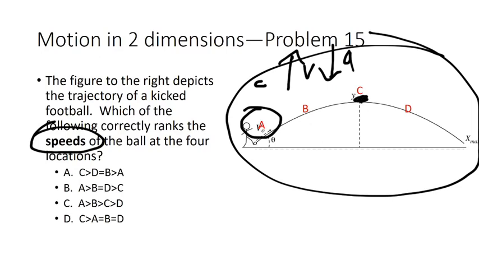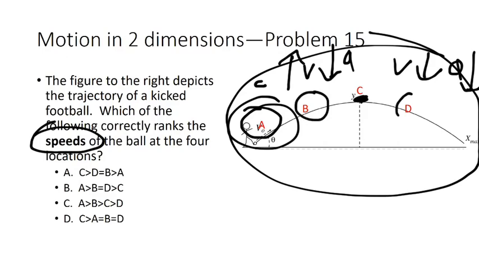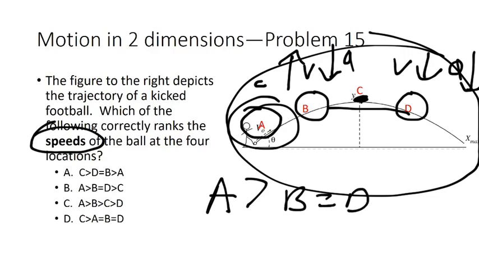Once it gets to point C, its vertical velocity is 0. Then on the way down, it has a negative vertical velocity and a negative acceleration, which means on the way down, it's going to be speeding up. So here's the deal. At point A, the ball is going the fastest. Since points B and D are at the same height, the ball has the same speed at those 2 locations. So we're going to say A is greater than B, which is the same as D, and they're all greater than C.